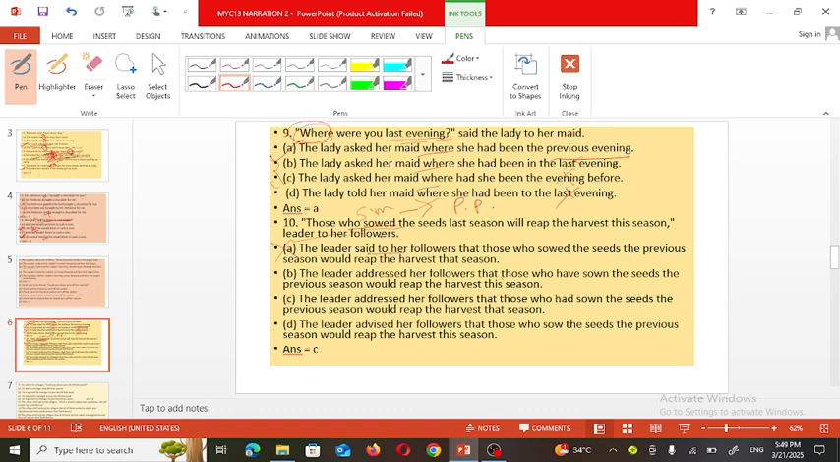So sowed, and its past participle is sown, SOWN, and instead of that, perfect past means the primary auxiliary had should be there. So had sowed. So have sowed won't be there. Had sowed means option C is the correct option.